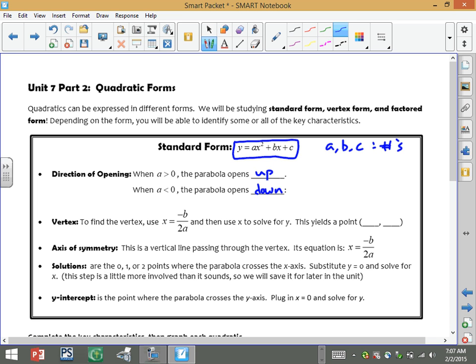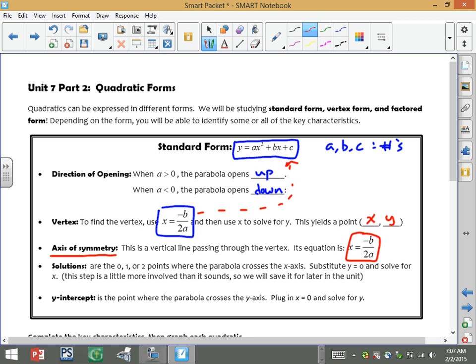Now, some formulas to remember. To find the vertex, we're going to use this formula: x equals negative b over 2a. The b and the a are coming from your formula up here. Actually, the first thing I would suggest using that formula for is to find the axis of symmetry. We would then plug that x into the equation, solve for y, and that'll give us a point that's the actual vertex. We'll see how that looks in just a second.